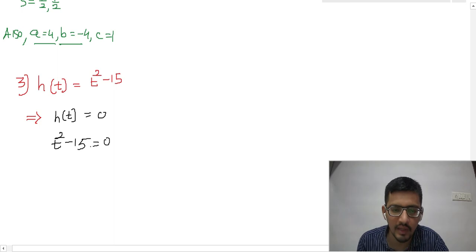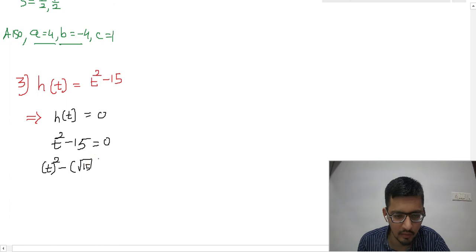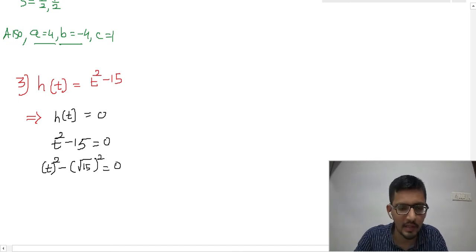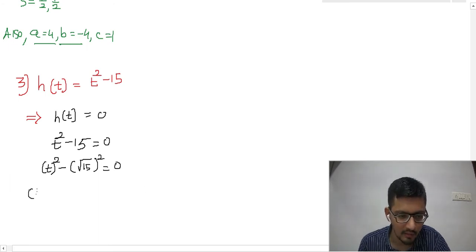Now very clearly we can understand what we will do here. We will use the algebraic identity a square minus b square, which is (a minus b)(a plus b). So t raised to 2, and 15 you can write in square format: root 15 the whole square. So t square minus root 15 the whole square is equal to 0. Now we can apply the identity, so we write (t minus root 15)(t plus root 15).